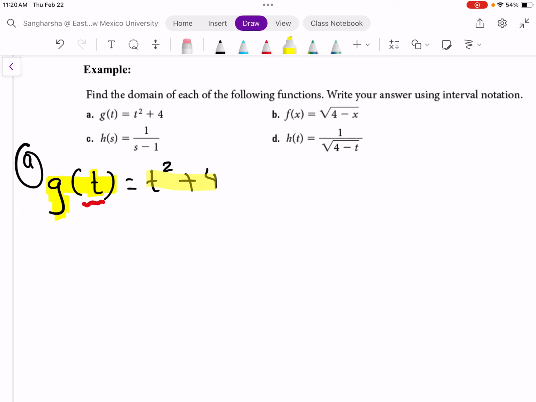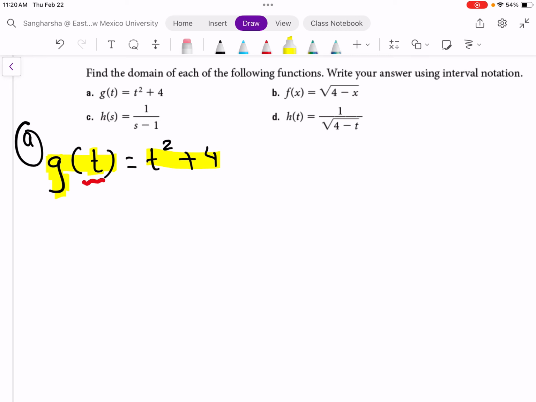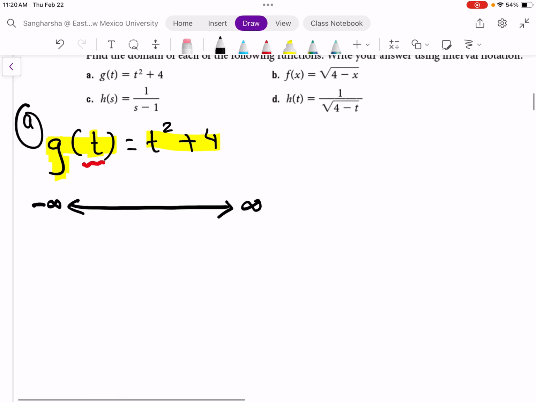We need to find the domain for this function. So finding the domain means what kind of number we can choose for t so that we can get a real output. And your option is from negative infinity to positive infinity. You can always choose any number from negative infinity to positive infinity. So this is the option that you have. Now from this set, we have to list every possible number that we can choose for t so that we can get an output.